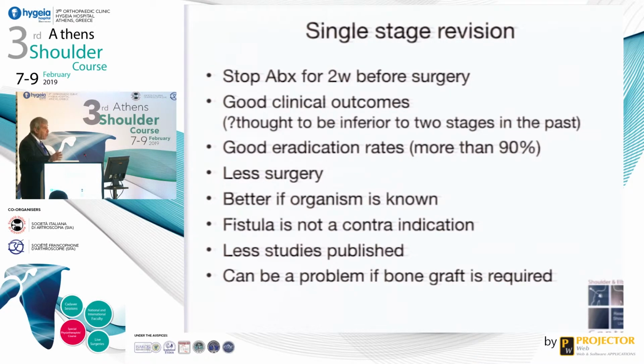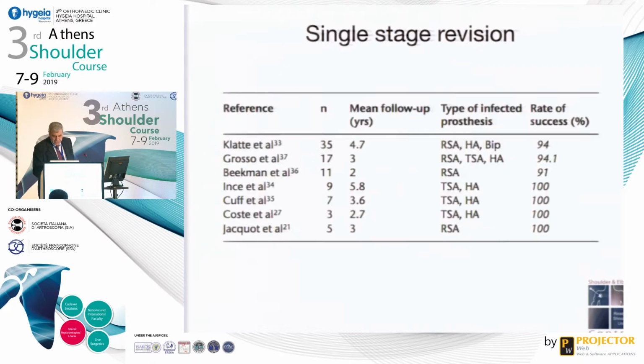It's better if you know the organism, but if you don't know, again, you have to assume that it can be the P. acnes. Fistula is not a contraindication. And again, there are fewer studies that have been published on that, but it can be a problem if you need a bone graft. If you need a bone graft in the revision, you may have to use a two-stage procedure.